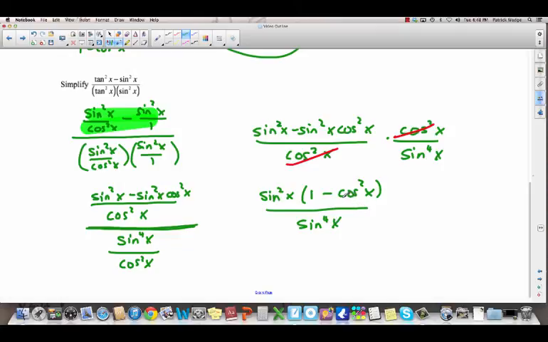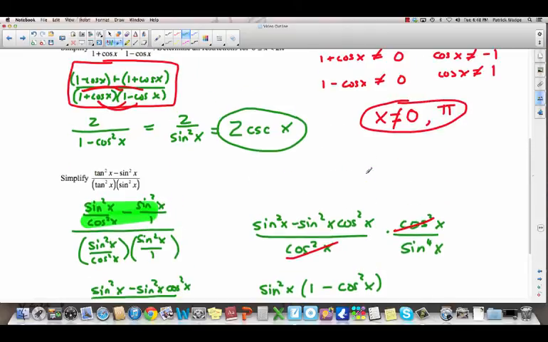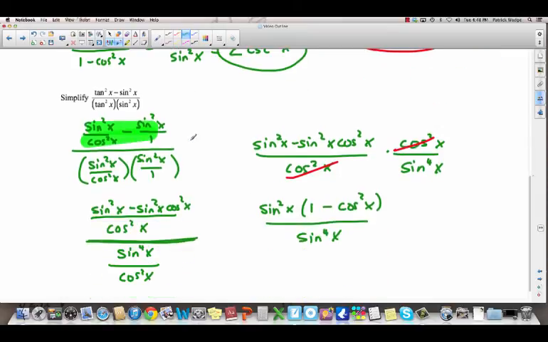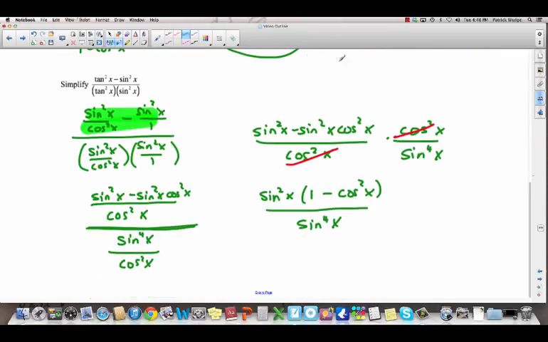Alright, what do you want to do next? Well, let's take a look at this 1 minus cosine squared x. I think we've done this a couple times already. Yes, we have. 1 minus cosine squared x is the same as sine squared x. So this part right here is the same as sine squared x. So this is great. We have sine squared x times sine squared x over sine to the fourth x.